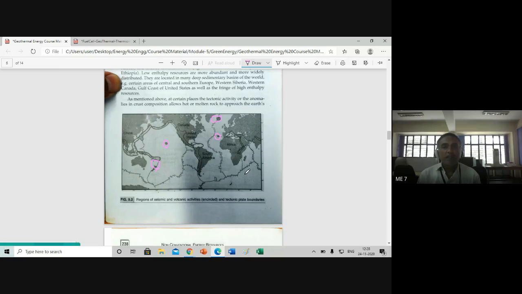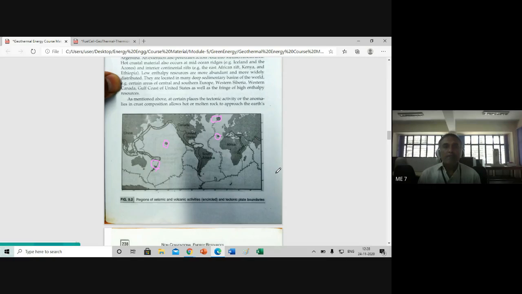This is the region of seismic and volcanic activities encircled under tectonic plate boundaries. In India, it is not there. India is the safest place from these points of view.